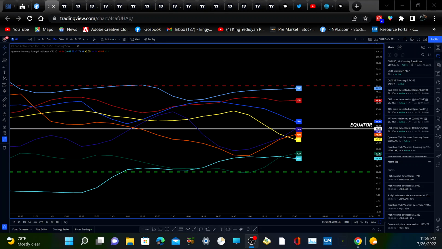And right now I'm in a live trade on Euro USD. And let me just break down this trade here and what I think about it right now. So, starting off with the quantum currency strength indicator.